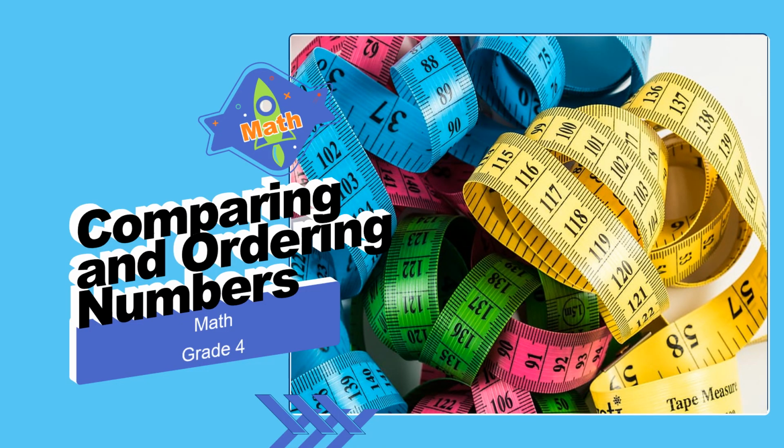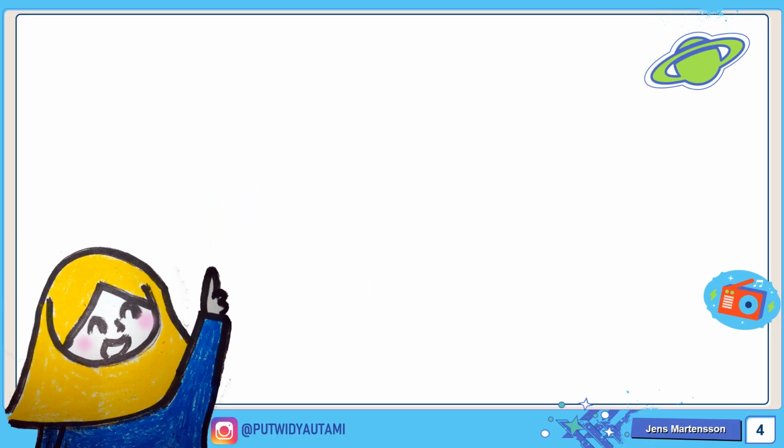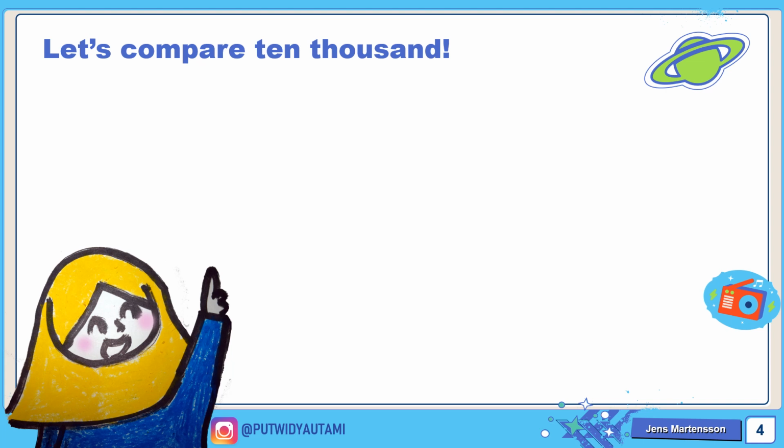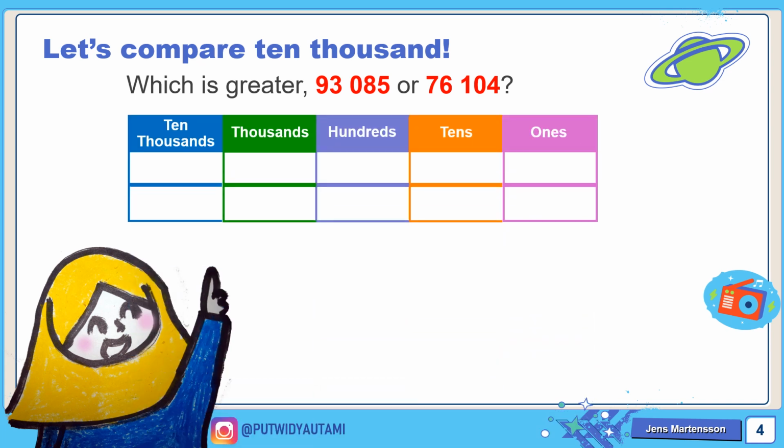Let's study about it in comparing and ordering numbers. Yay! Let's compare 10,000. Which is greater, 93,085 or 76,104? Let's compare them using table.